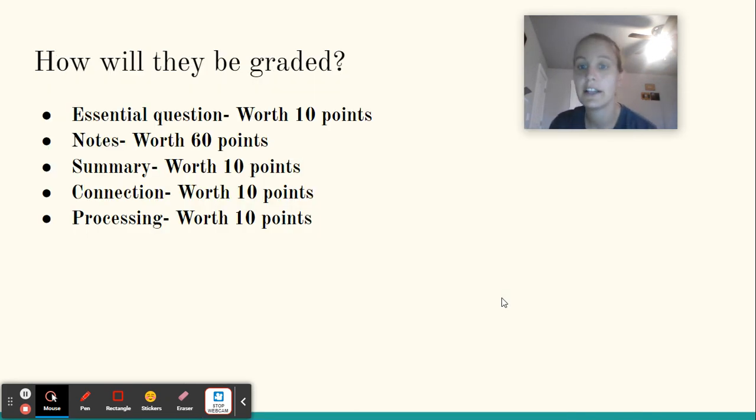So how will they be graded? Well, the essential question is worth 10 points. So don't skip that. That's the thing we talked about in the beginning where you're putting the objective in a question form. The notes that you take is the bulk of it. That's worth 60 points. So make sure you're being thorough in those. The summary is worth 10 points. The connection's worth 10 points. And that processing step where you're either including pictures or underlining or highlighting, that is also worth 10 points.